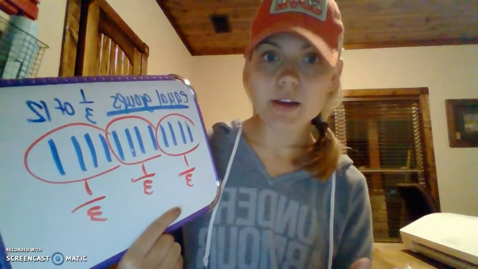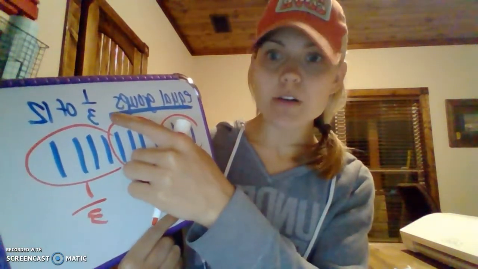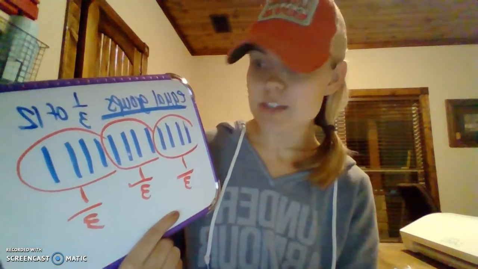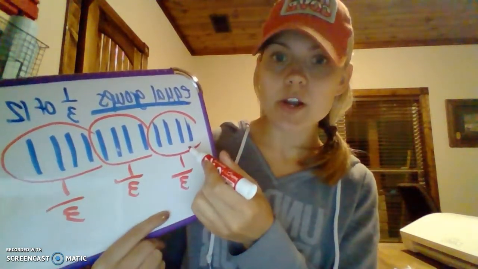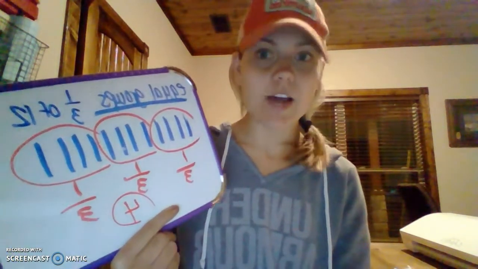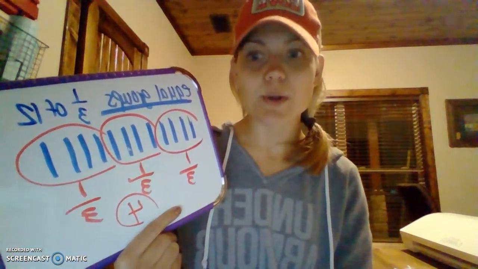Well, what are we looking for here? We're looking for 1/3 of 12. So it's not just 1, we're looking for an entire third of his 12 toys. So how many are in 1/3? 4. So the answer would be 4. And that is how you would look at an equal groups model.